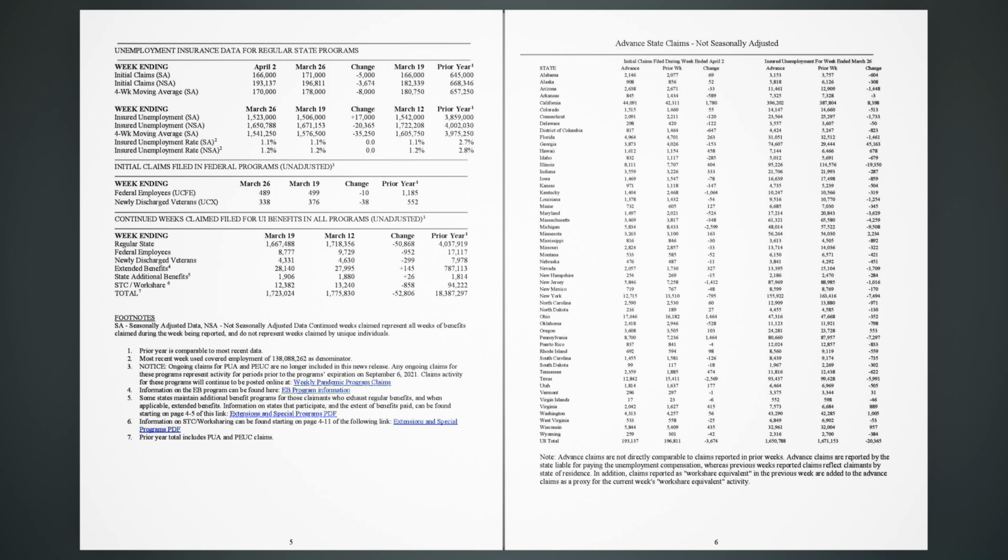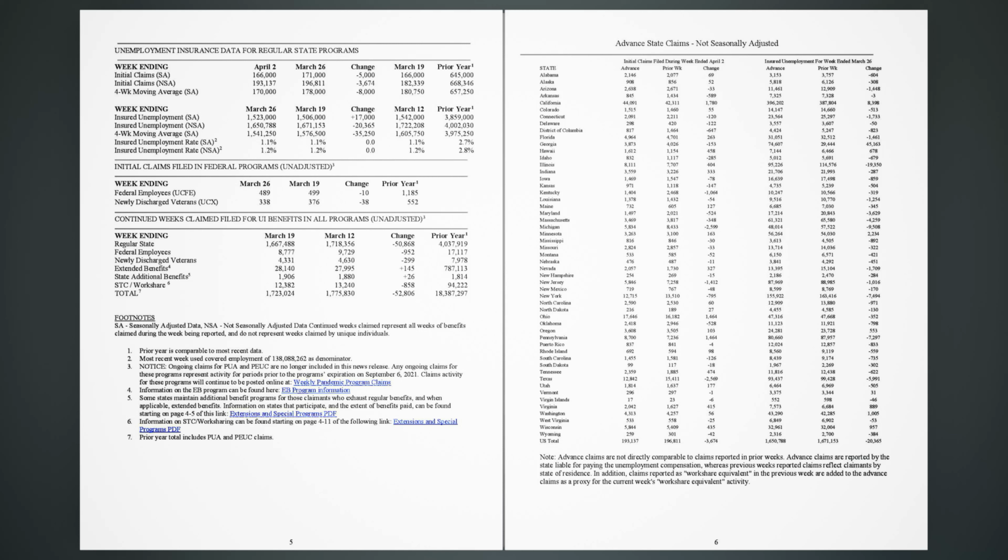Unemployment insurance data for regular state programs. Week ending April 2. Initial claims, seasonally adjusted, 166,000. Initial claims, not seasonally adjusted, 193,137. 4-week moving average, seasonally adjusted, 170,000.